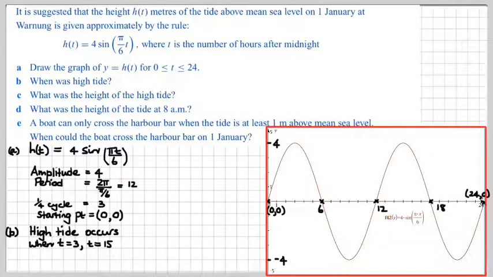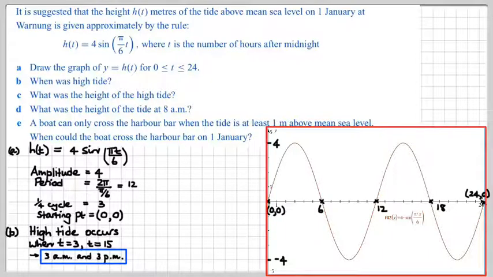Okay, B. High tide occurs, yes, when t equals 3 and t equals 15. Now, it's sort of a little bit unclear when they say when was high tide. Would that be an appropriate answer, or would you need to quote the time of day? I think I'd probably quote the time of day, just to be on the safe side. Or I'd probably quote both, actually. So I'd say when t is 3 and t is 15, but more particularly I think I'm leaning towards 3 AM and 3 PM. Okay, put a box around that.